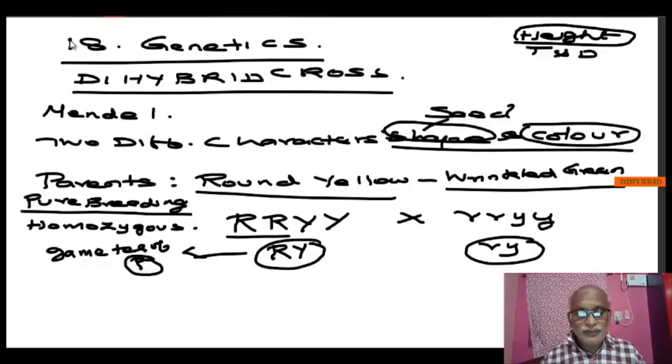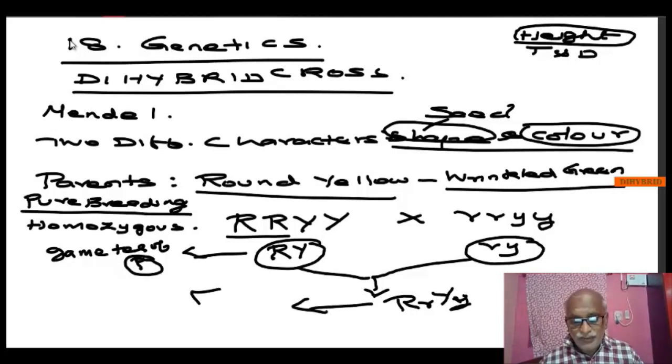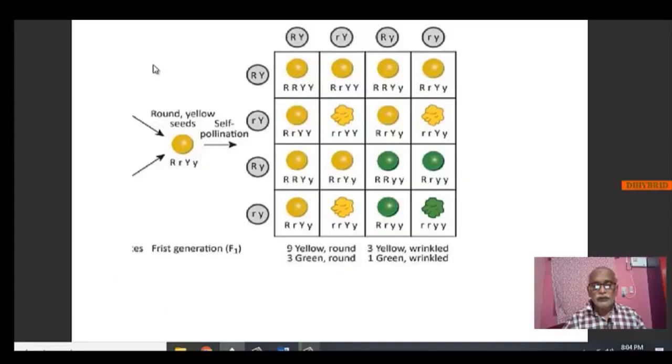You must remember that the parents are always pure breeding, so each gives only one type of gamete, that is homozygous. Now these two gametes combine to form an individual, that is capital R, small r, capital Y, small y. So this we call the F1 generation, first filial generation, and this F1 generation is called a hybrid, and the F1 is always heterozygous. Now let us continue.